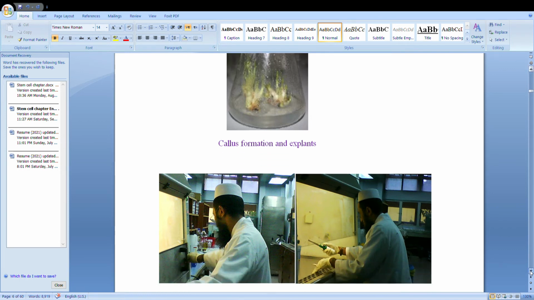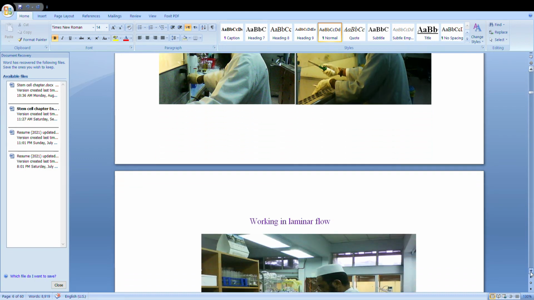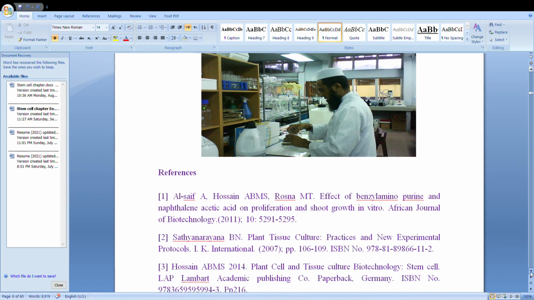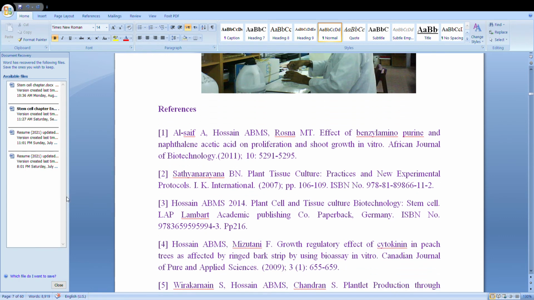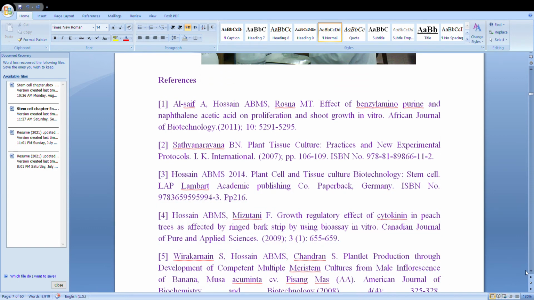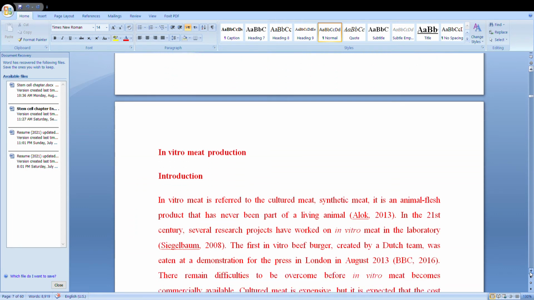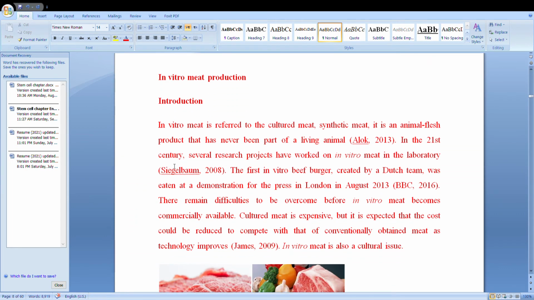You can see an image from my laboratory. We worked on this before. There are some images. We are working on the references. My name, and my colleagues' names, are also here. We published many papers on these topics. Then chapter 2, in vitro meat production.